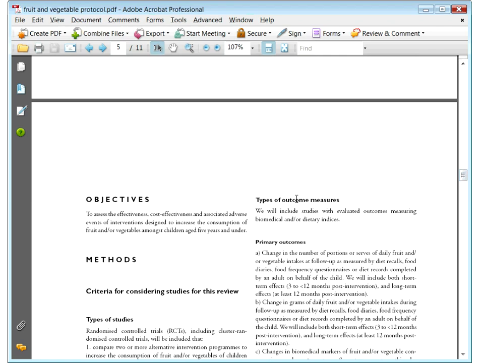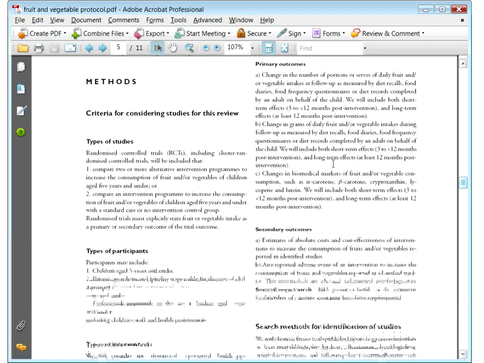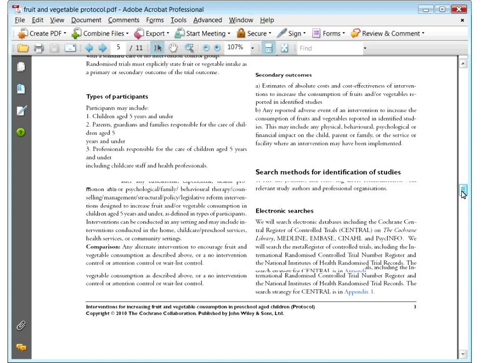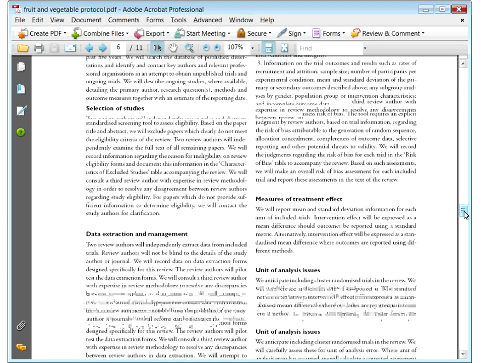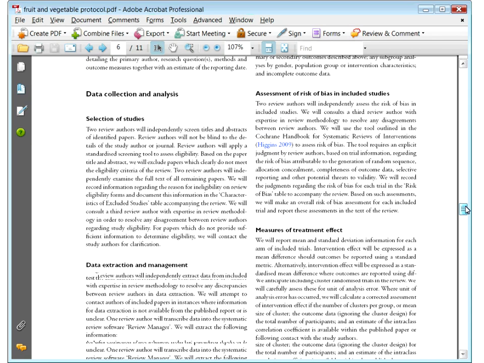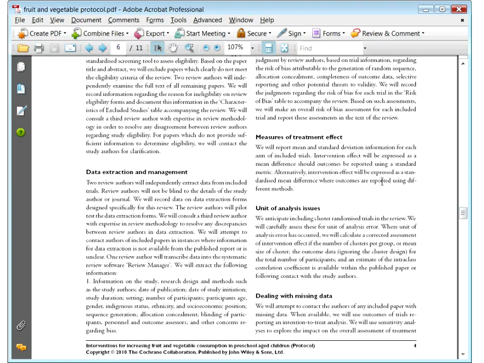Then you start to get into your methods, and you can see on the right, this is where they outline their outcome measures, and that was the example I provided in the slides. You can see the types of studies, the types of participants. It's very clear. They outlined information about the interventions, where people would search. And then some of these items we'll take a look at next week. The study selection we did today, but how they would extract and manage data, assessing risk of bias, so that's the critical appraisal piece, and what they will use to measure treatment effects.